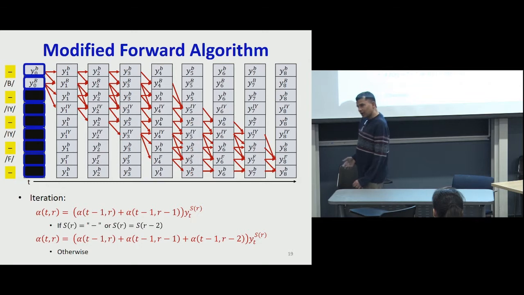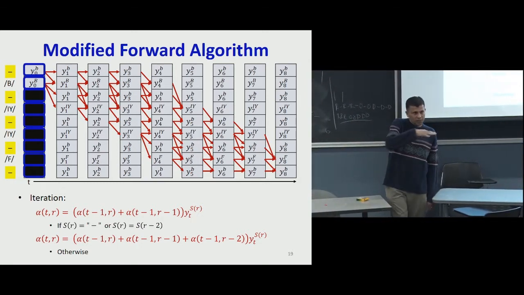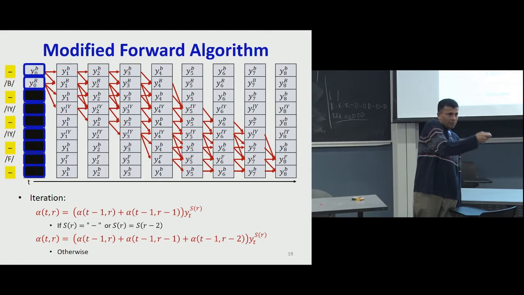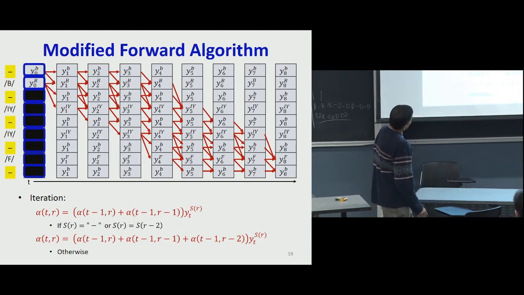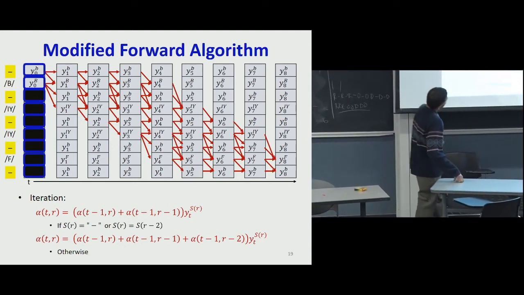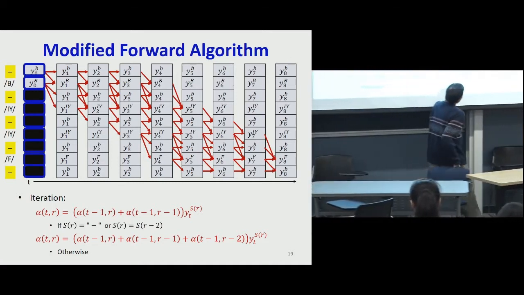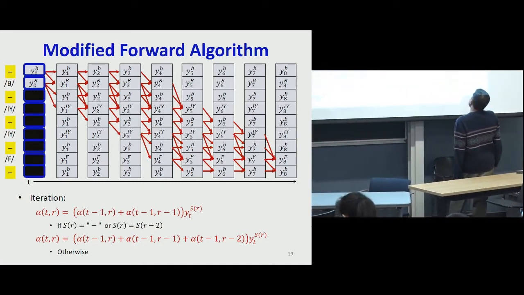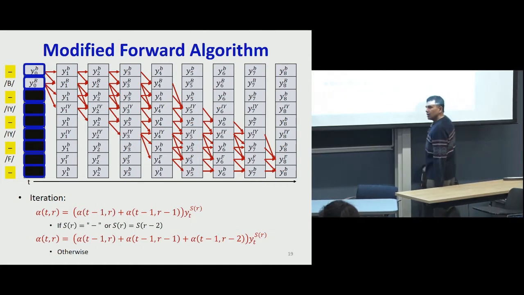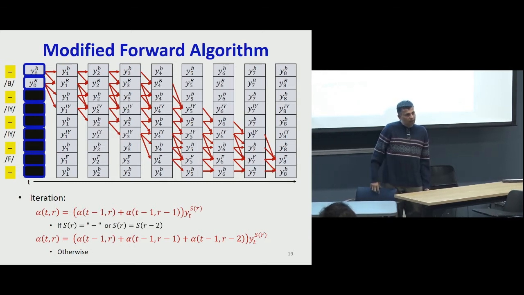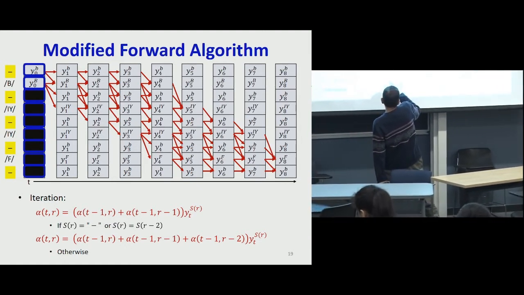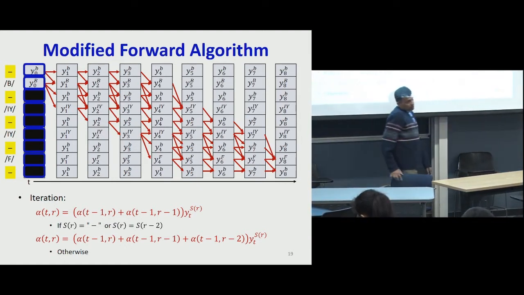In every other case, you're actually going to be summing three alphas, which is the position immediately to the left, the position immediately to the left and one above, and the position immediately to the left and two above. Because consider this one over here, this pho: F8 could either be an extension of F7, or you could be coming in from the blank just above it, or you could be coming in from the E, right? So in every other case, you're going to be summing alpha(t-1, r), alpha(t-1, r-1), and alpha(t-1, r-2).